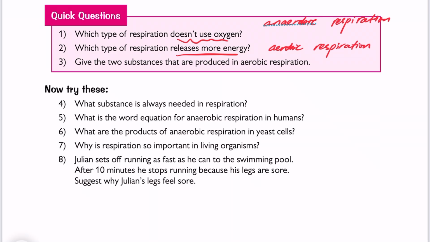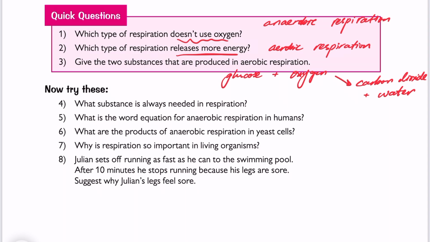And finally, bullet point 3, it says, give the two substances that are produced in aerobic respiration. Well, my suggestion right here is, why don't we write a chemical equation out of this? The word equation more specifically. Okay, so we start with glucose. It reacts with oxygen, and it would form carbon dioxide and water. So in this case, for question 3, the answer would be carbon dioxide and water.